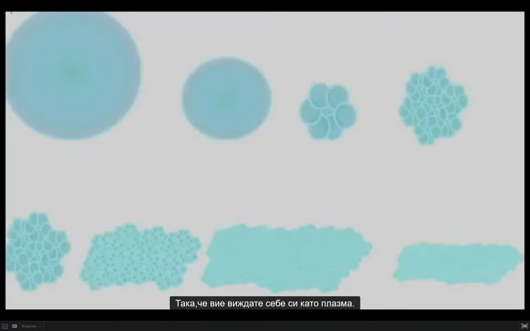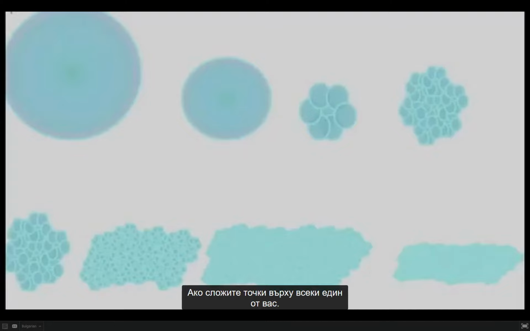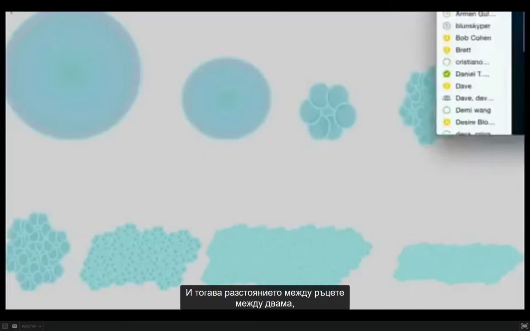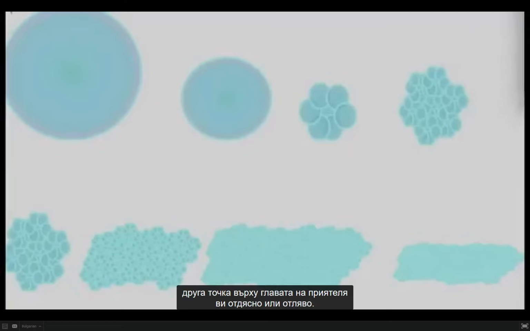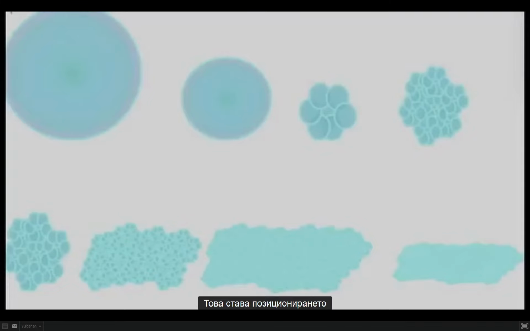So, you see yourself as a plasma. If you put the dots on top of each one of you, if you go from the top, you just put where the head is one dot, and then the arm gap distance between the two, another dot on the top of the head of your friend on left and right. Those dots are the center of the plasma. And the gap between them, between your friend's head and top of your head, and top of you and the other friend in the front or back, this becomes the positioning, the amount that you have the freedom to move without touching them, without them blocking you.